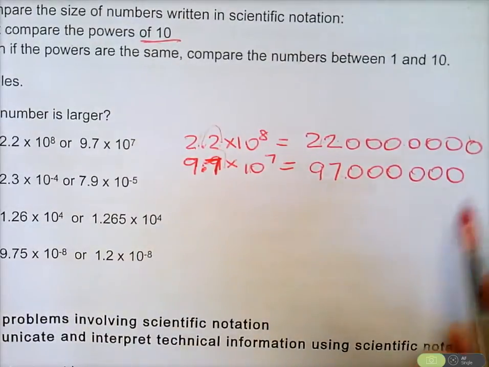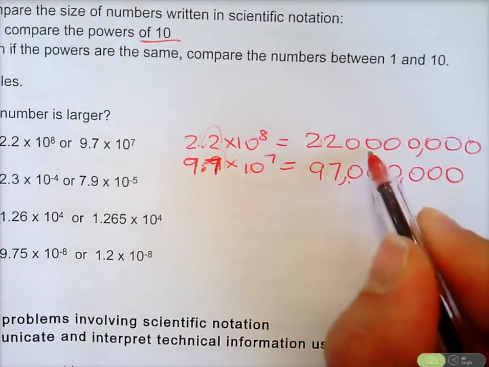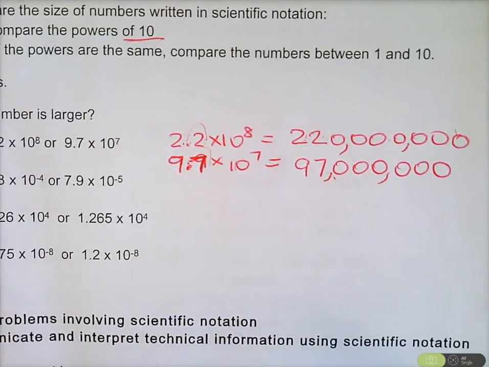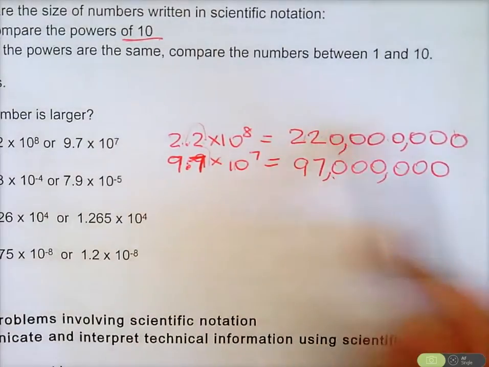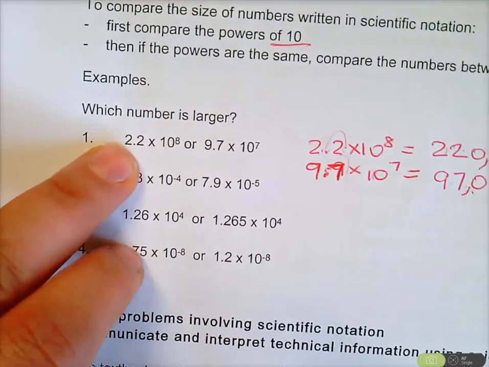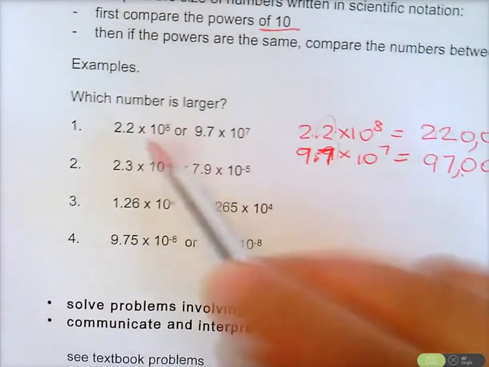Now, which number's bigger? I should have lined them up. 1, 2, 3, 1, 2, 3. Which number's bigger? 220 million or 97 million? The top one. Can you see it's got more digits? So even though the 9.7 is bigger than the 2.2, that's not what you look at. It's the 10 to the 7.